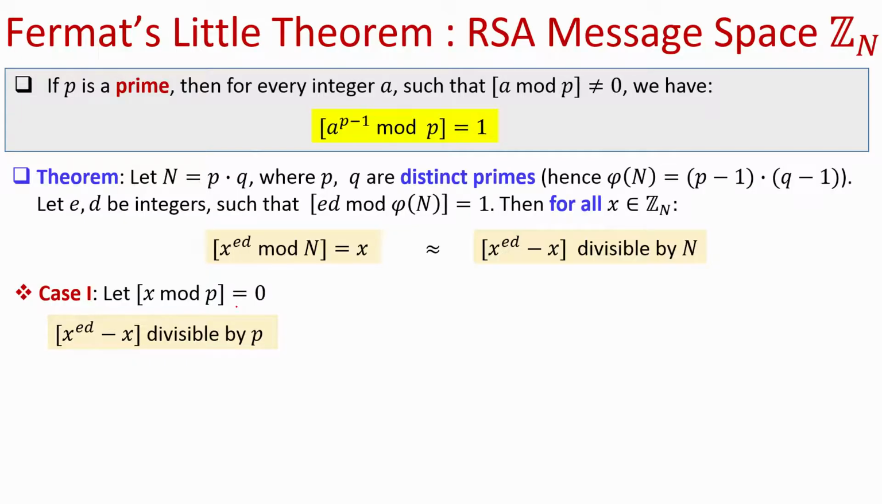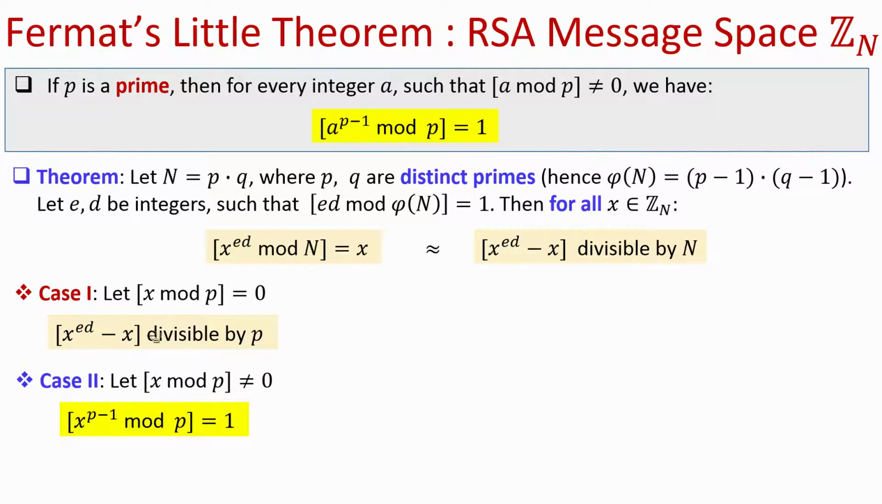If x modulo p is 0, that means if x is completely divisible by p, then so is x to the power ed, right. And if x to the power ed is divisible by p, and x is also divisible by p, then it implies automatically that x to the power ed minus x is also divisible by p. So, that is sub case 1, and sub case 2 here is when x modulo p is not 0, that means x is not completely divisible by p, and in this case I can invoke Fermat's little theorem, and I can say that x to the power p minus 1 modulo p is 1.